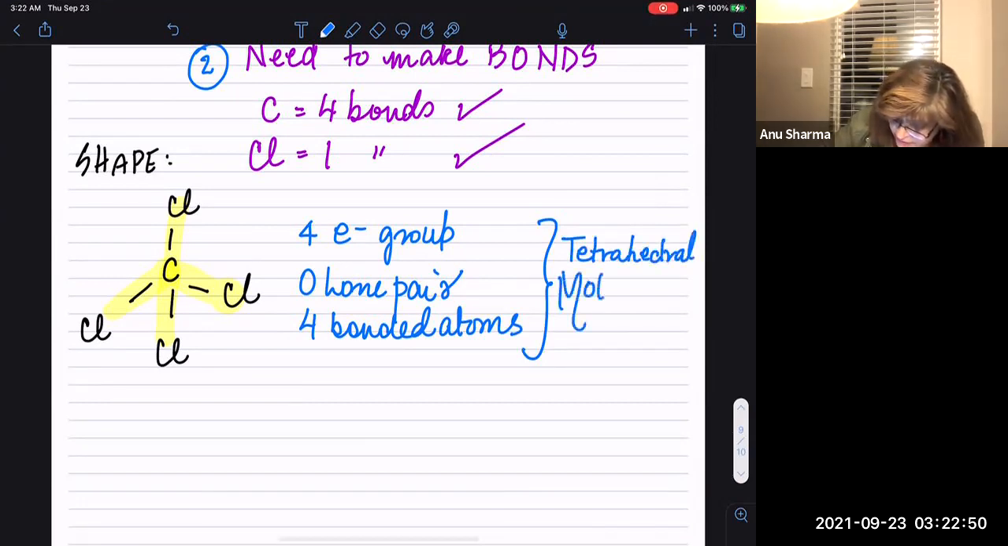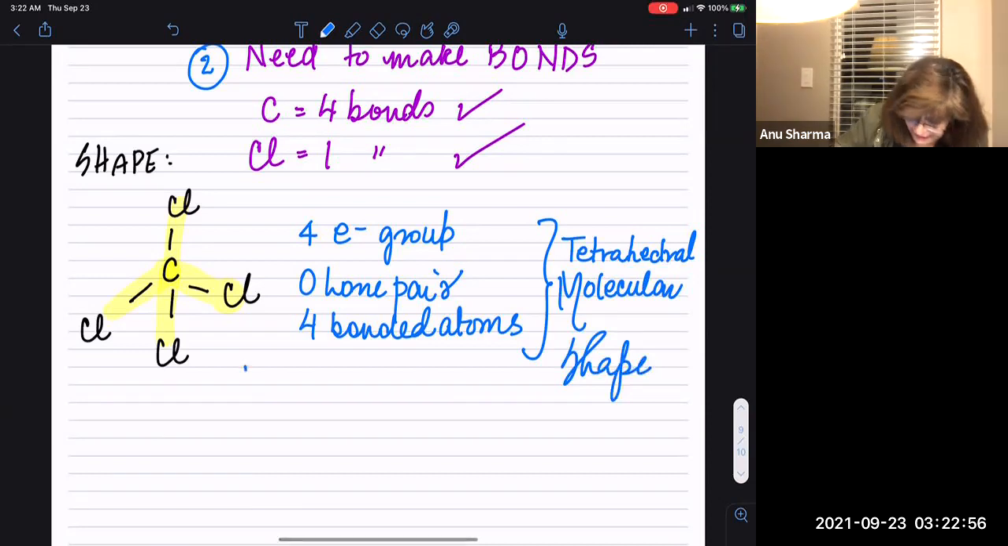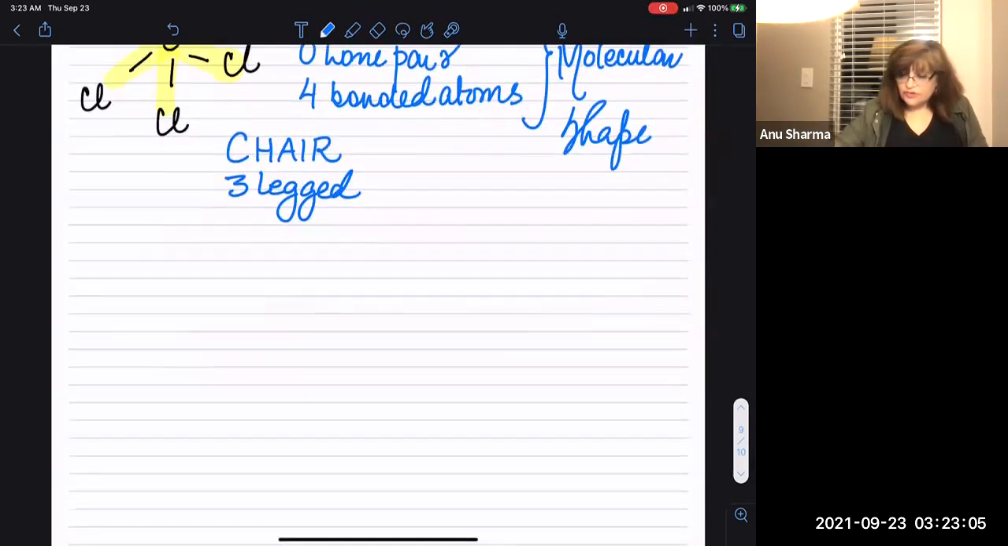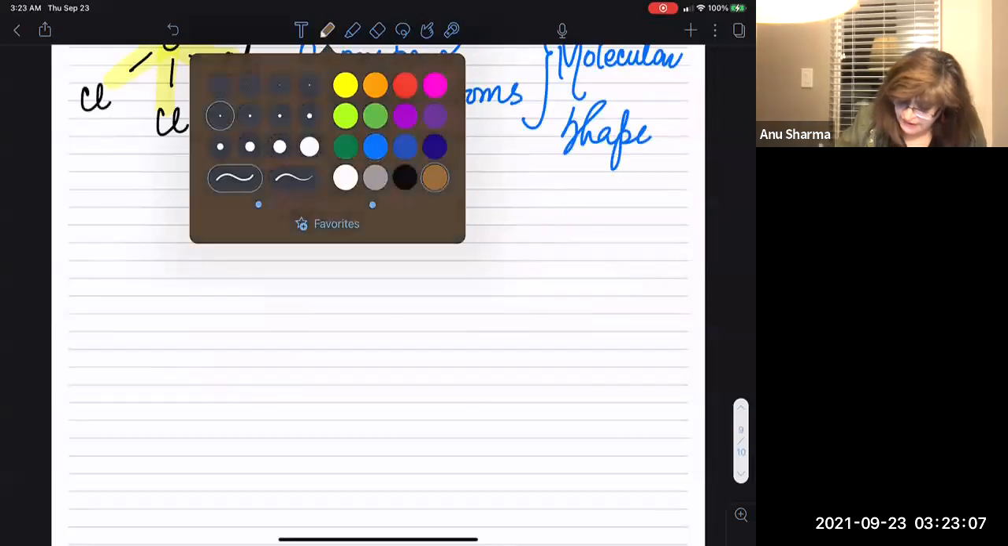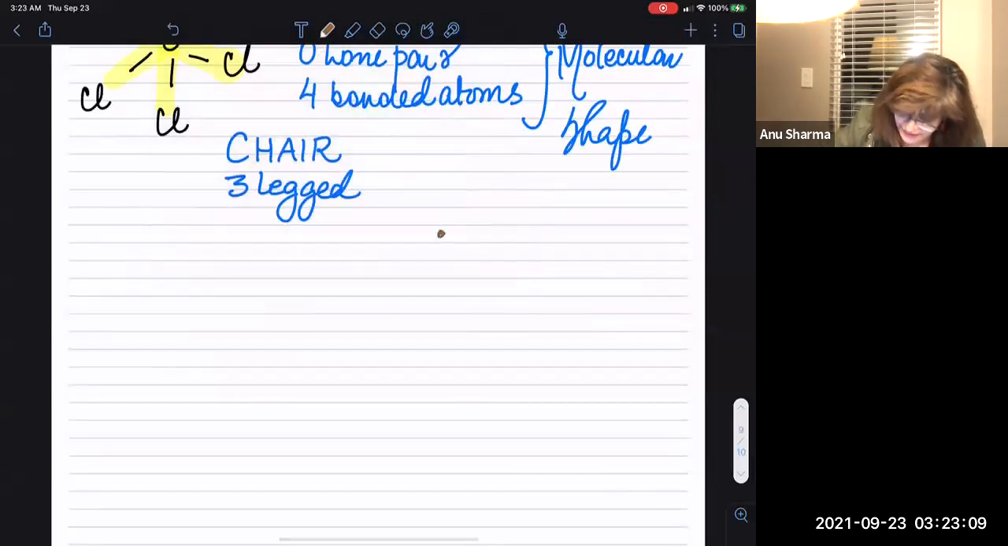Molecular geometry, or molecular shape. So what does it look like? Like a chair that is three-legged, with 3 legs, a three-legged chair. So we have here carbon in the middle, one up and 3 on the side, like that.